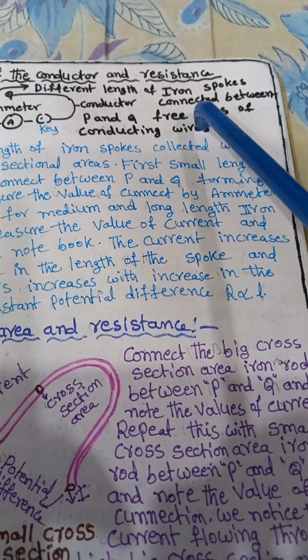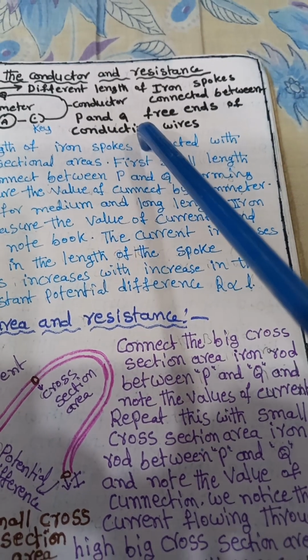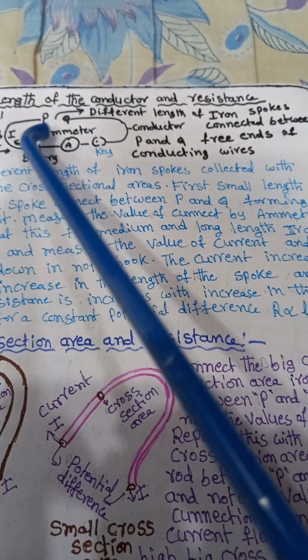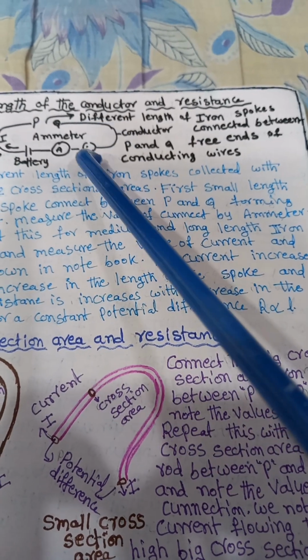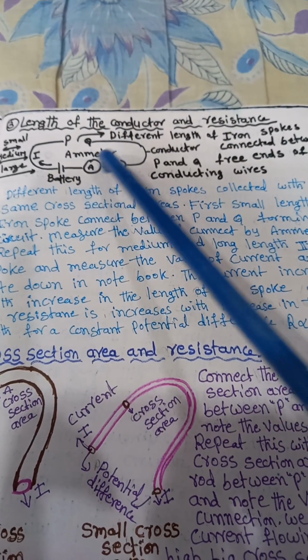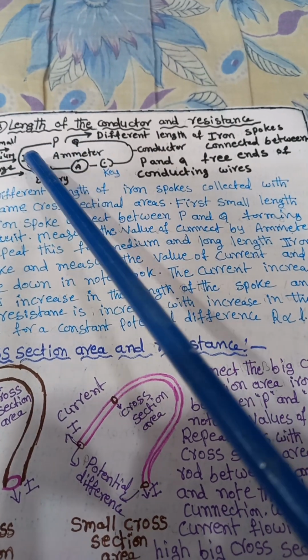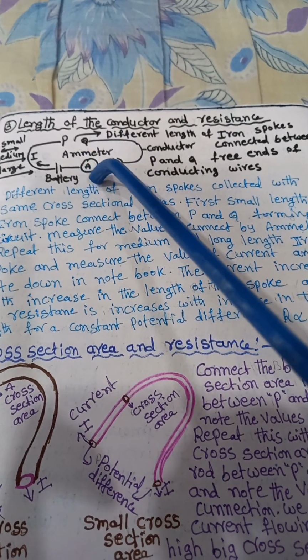Different lengths of iron spokes are connected between P and Q, the free ends of conducting wires. So P and Q are the ends of the conductors. Three sized iron spokes are kept between P and Q one by one, and we observe the resistance.